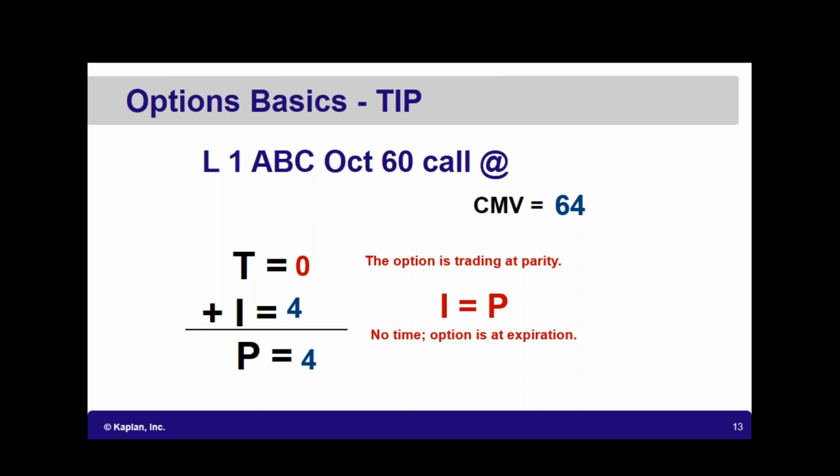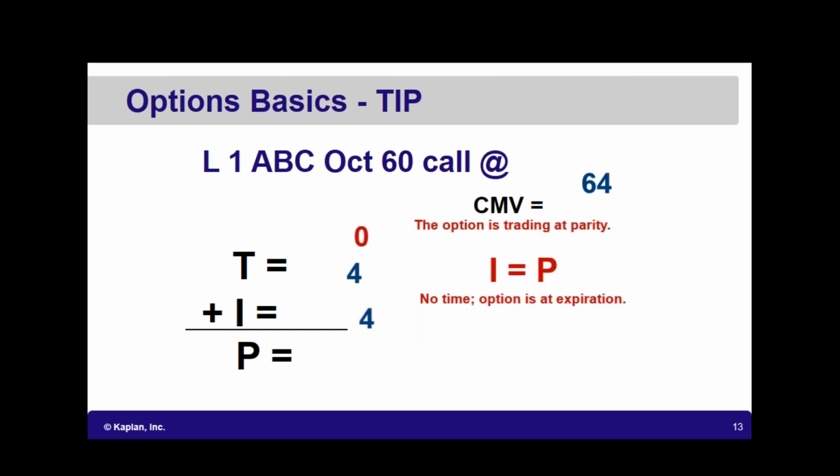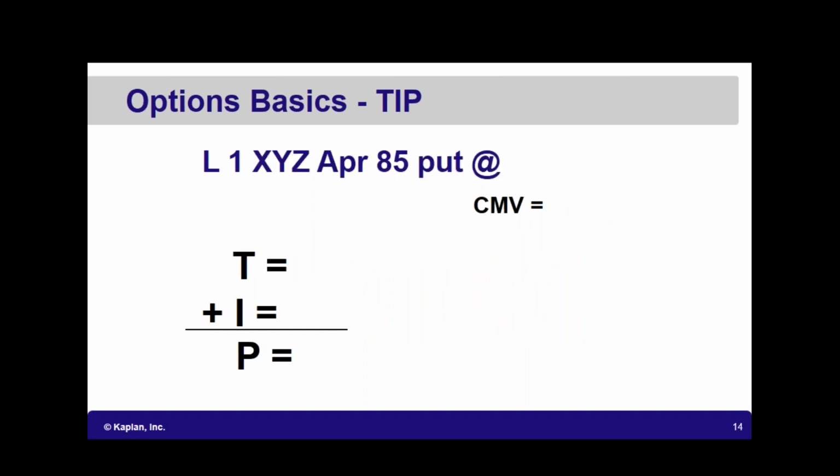So this option is considered to be trading at parity. There's no time left on the contract. And so that means that this option is at expiration. So it must be that date and time in October that I told you about earlier.